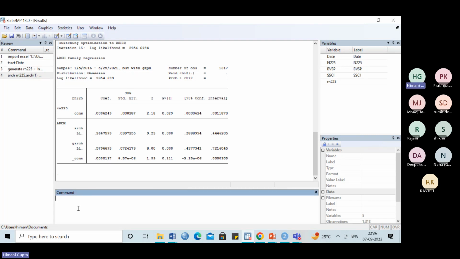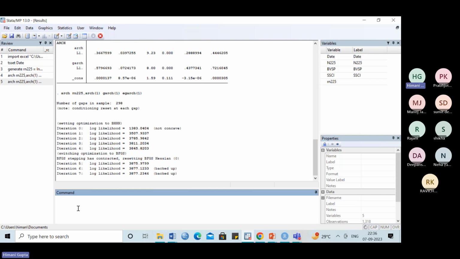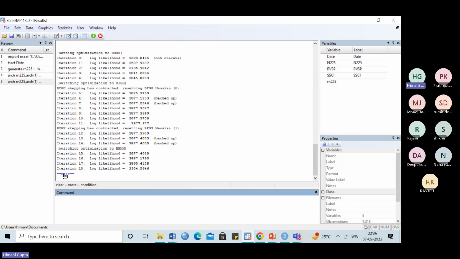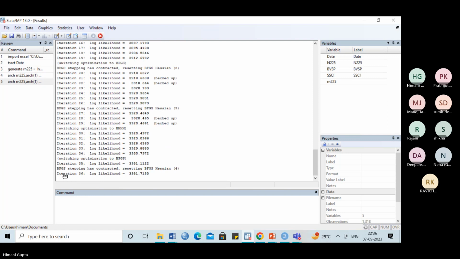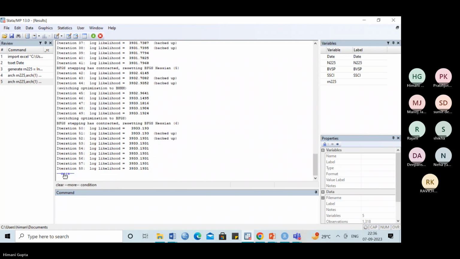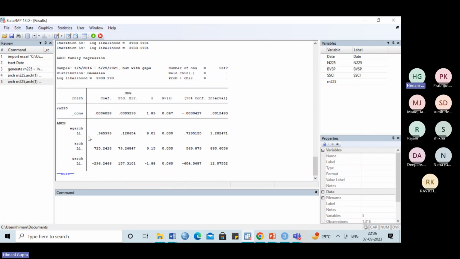And if you want to find the EGARCH over here, you can just write arch Rn225 comma your arch 1 garch 1 and egarch 1. You will get the result. You just click more over here. See, this is your result. Your arch effect, garch effect, and egarch means your leverage effect. So you are getting the complete results over here.